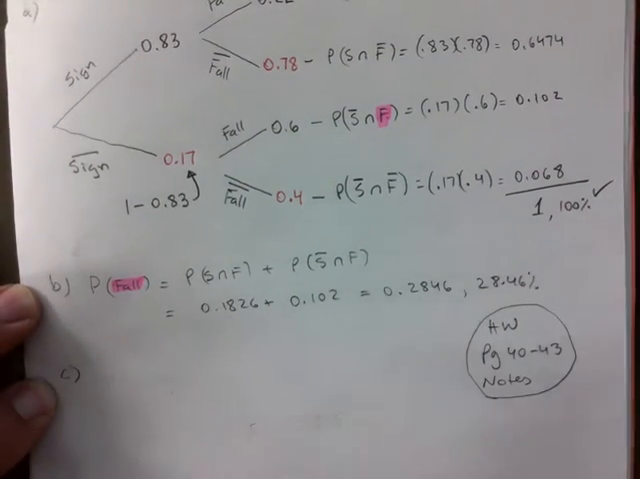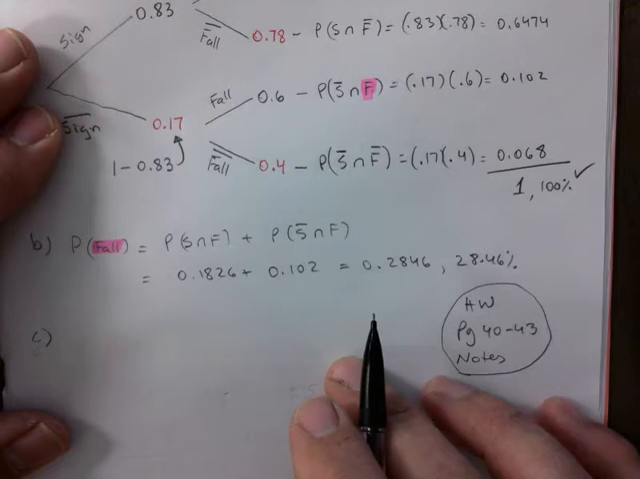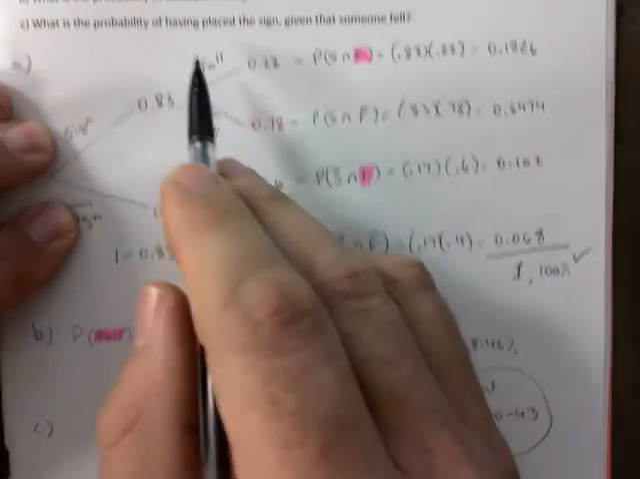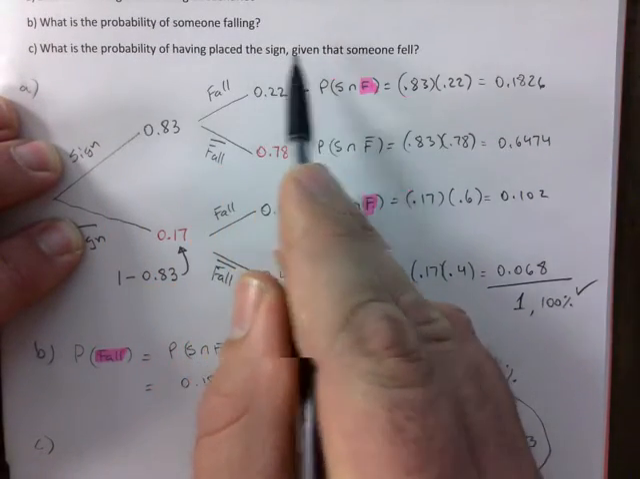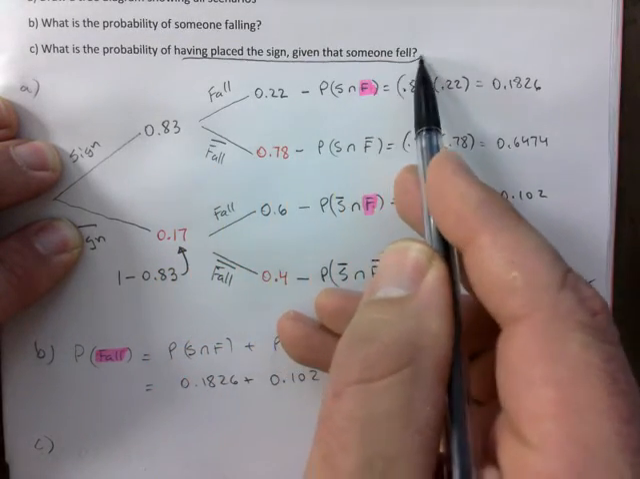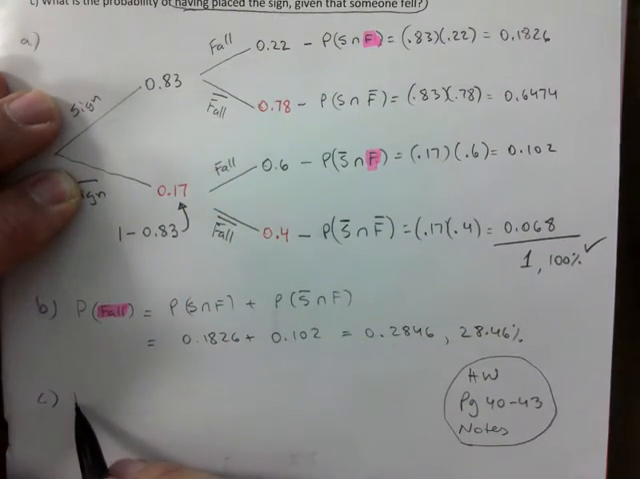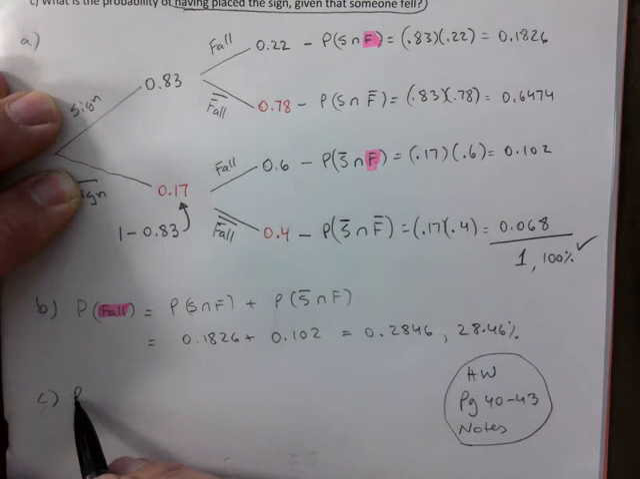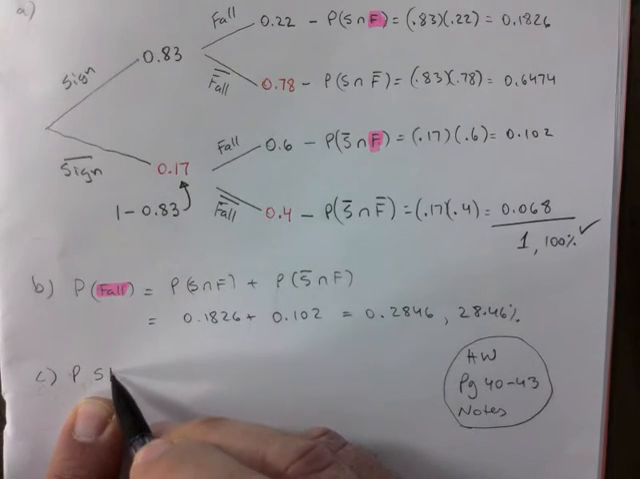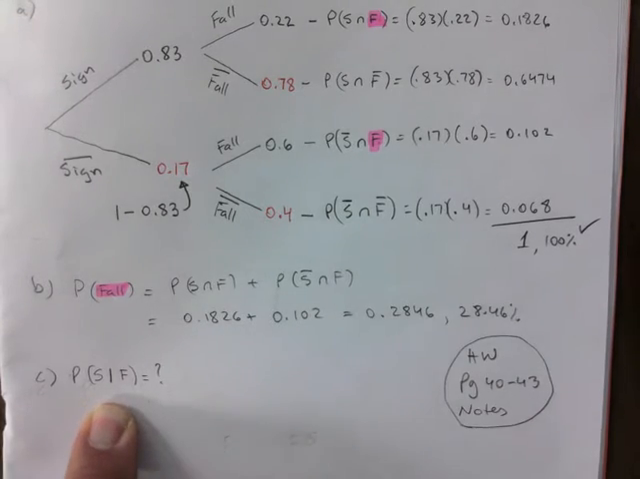C is the one I got stuck on. I was kind of like, what? I didn't want to figure it out in front of you because then you get confused. So now I sat down. What's the probability of having placed the sign given that someone fell? If you are able to write that using proper notation, that would be great. Read it exactly the way it is: probability of having placed the sign, given that someone fell. This is what is being asked of you here.